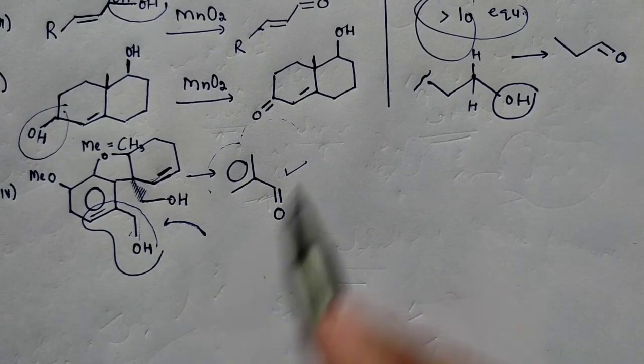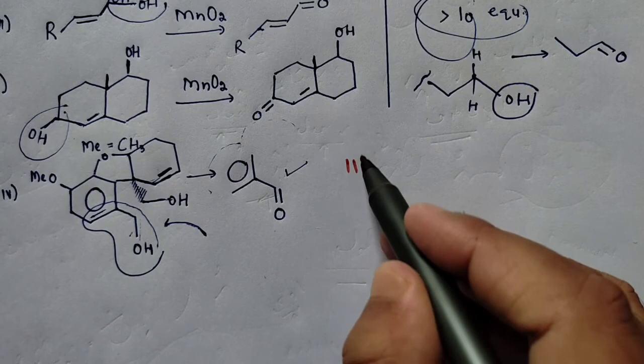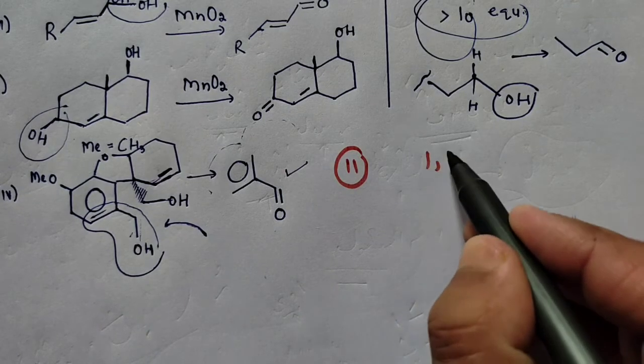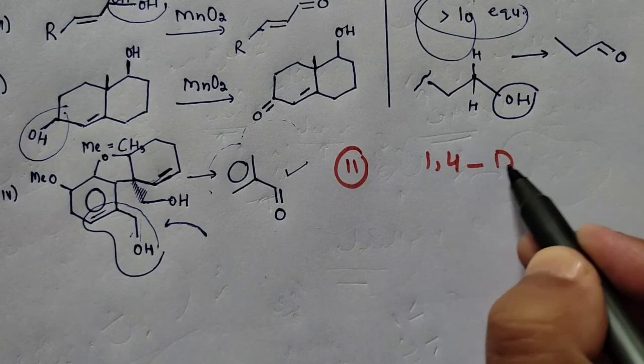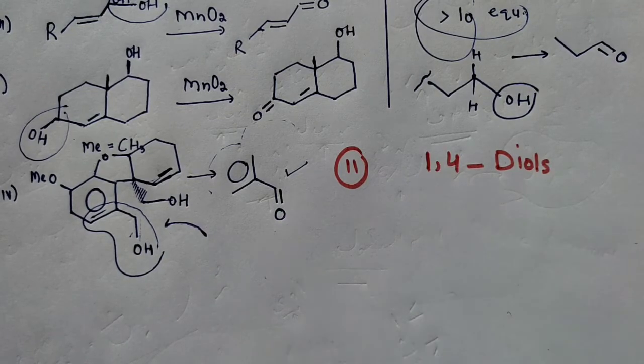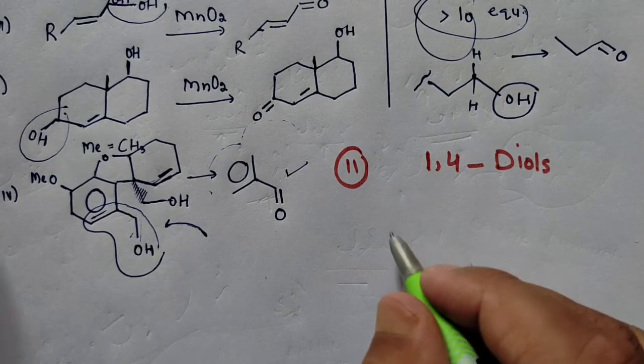So point number 2 is 1,4-diols. Case of 1,4-diols. That means if your compound is of this type.